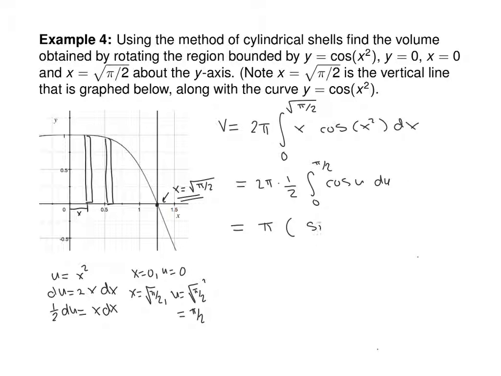Antiderivative of cosine is sine. So that's pi times sine of pi over 2, which is 1, minus sine of 0, which is 0, giving us pi. So the volume obtained when you spin that region about the y-axis is pi.